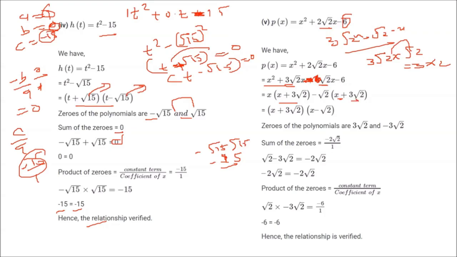So you have to put 3 root 2. As I said, 3 root 2 into root 2 is 6. That is why this is a minus sign. And now x plus 3 root 2 can be taken outside. x minus root 2 will be inside. Now put this equal to 0.